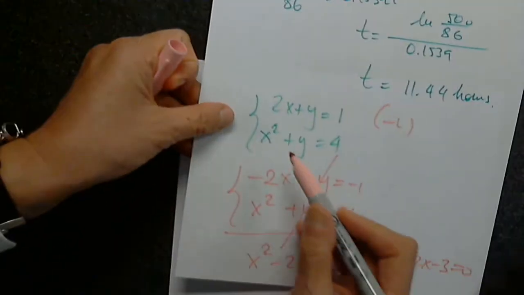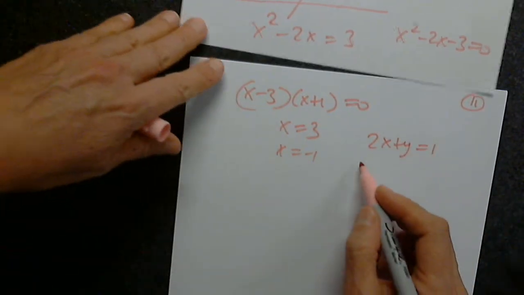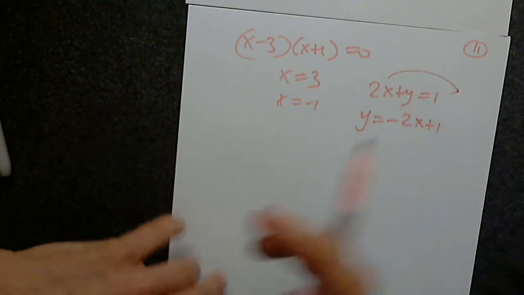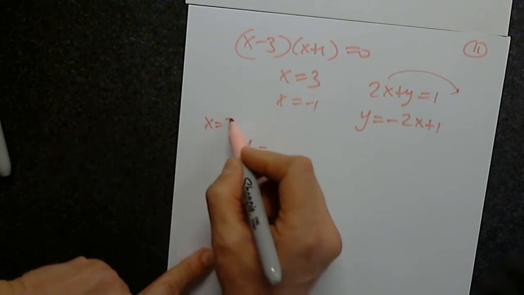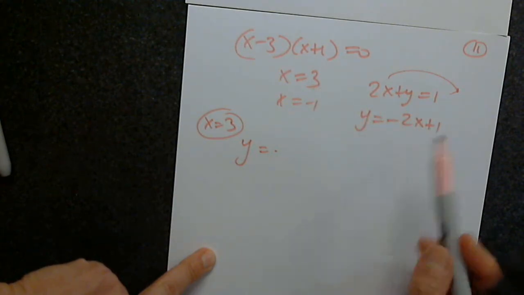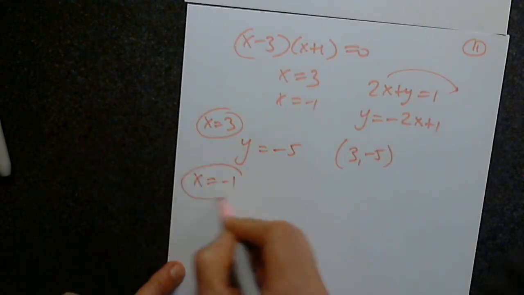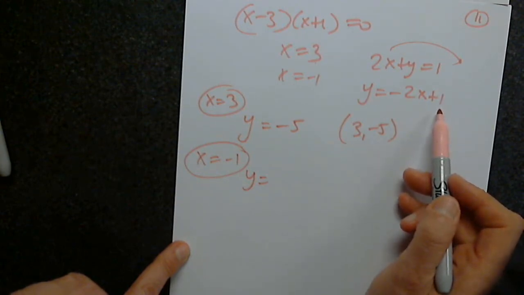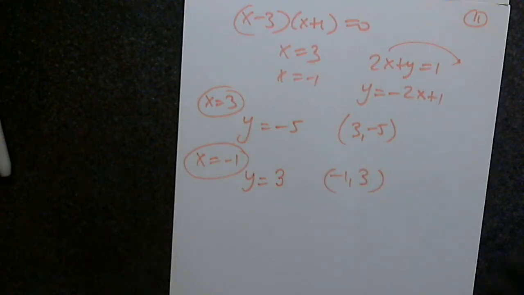But now I have to go back here and solve for y. So I have that 2x plus y equals 1, or y equals negative 2x plus 1. So how much is y when x is 3? X is 3, y is negative 6 plus 1, negative 5. So 3, negative 5. When x is negative 1, y is 3. So negative 1 comma 3. Negative 1 times negative 2 is 2. 2 plus 1 is 3.